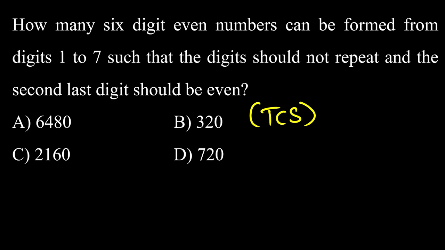How many 6-digit even numbers? There is one condition. Even number means which position? Units place, the rightmost place, we need to focus. It can be formed using digits 1 to 7 such that the digit should not repeat. Repetition not allowed. There is one more condition at the end: the second last digit should also be even, so both units place and tens place must be even. Repetition not allowed. Now solve this question given in TCS.